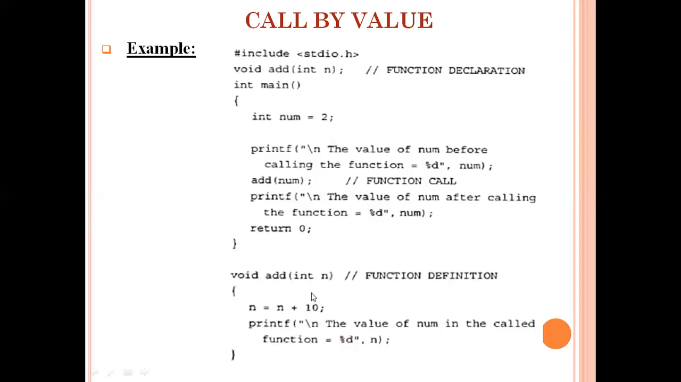Okay, so before calling this add function, we display the value of the number. Before calling the function, the value of the number is 2, which is already initialized, right? And next we call the function add of num. This is the function call statement. When this statement is executed, the program control automatically continues the execution of the void add function, right?